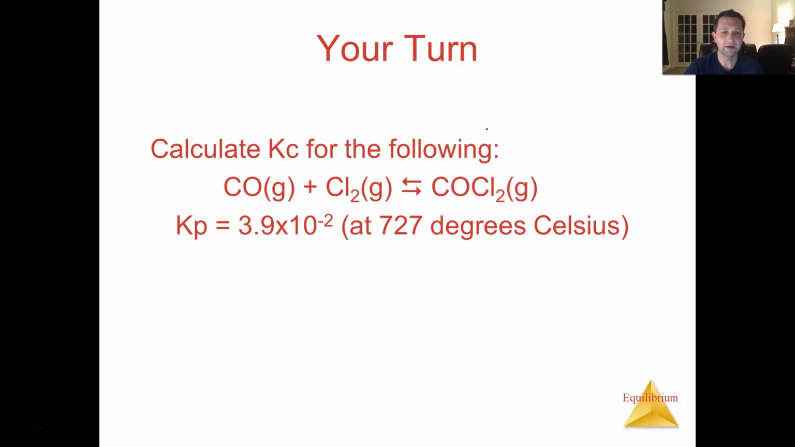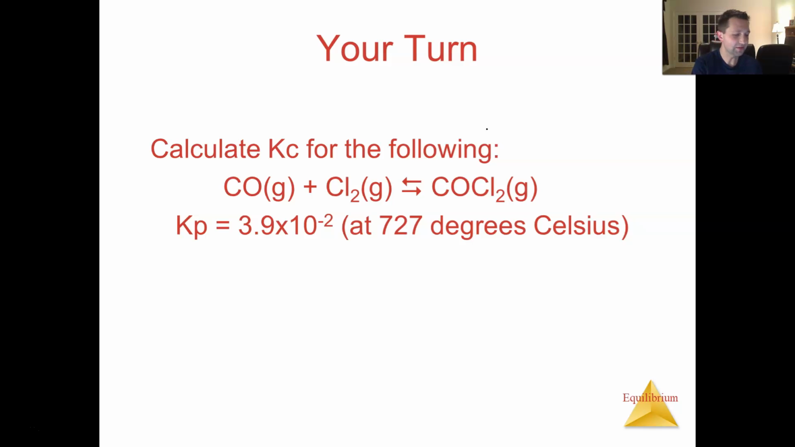Okay, there are a couple other practice problems in your packet. We're going to go through those real quick, and then we'll call it a lesson here. So calculate Kc for the following. You have CO plus Cl2 yields COCl2. I give you the Kp already at 727 Celsius. Okay, take a second, figure it out, and then we'll see if we are correct or not.